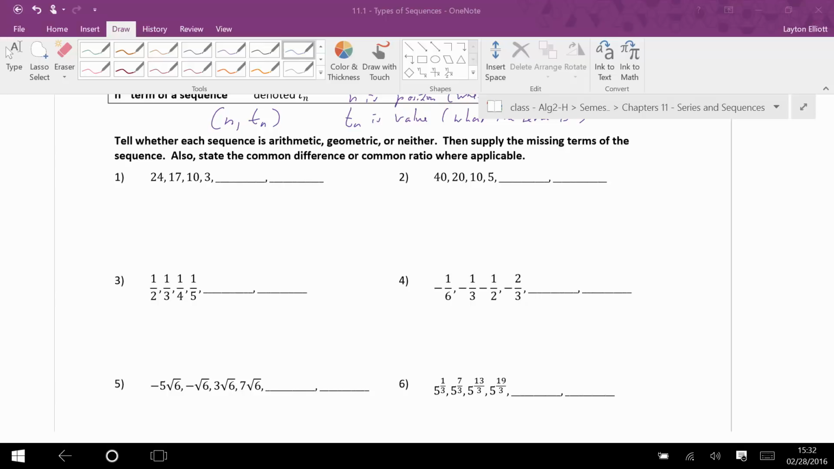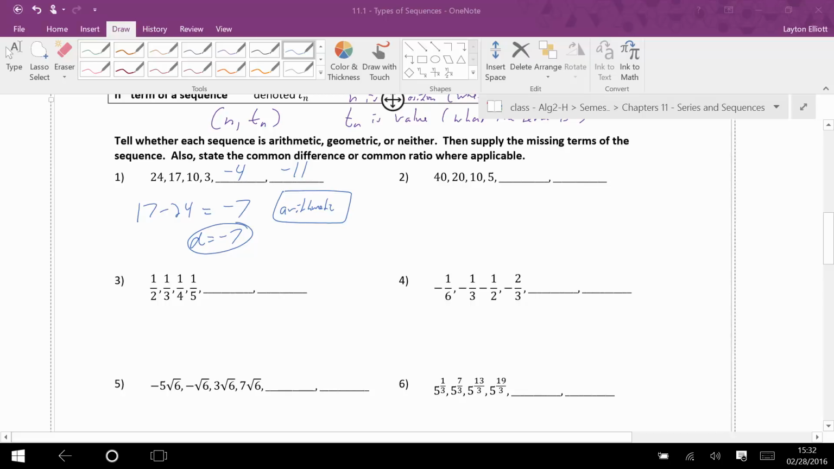So my numbers here, I have 24, 17, 10, and 3. Well, the pattern is that we're obviously subtracting 7 from each of these. So if I continue to subtract 7 from 3, I would get negative 4 and then negative 11. And if I take any term and subtract, I would get my common difference. My common difference is negative 7. D is equal to negative 7. And that tells me that this sequence is arithmetic. So it's an arithmetic sequence with a common difference of negative 7.